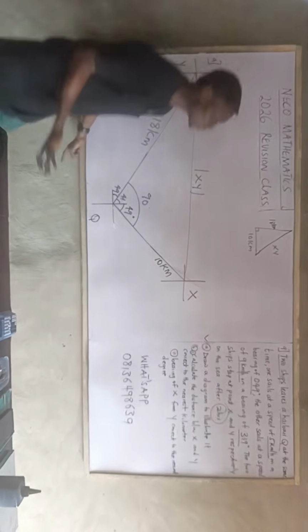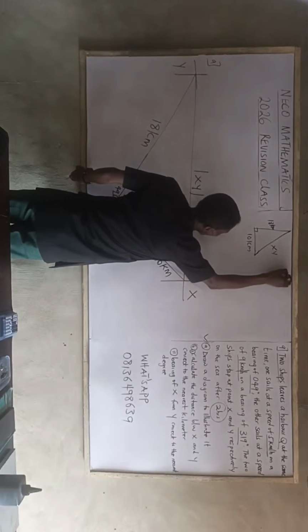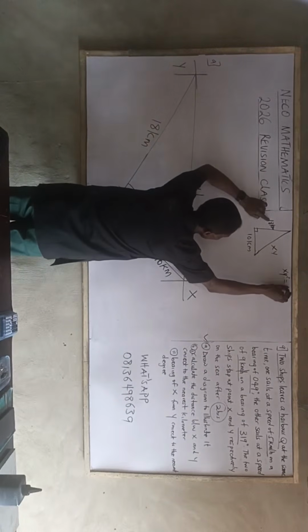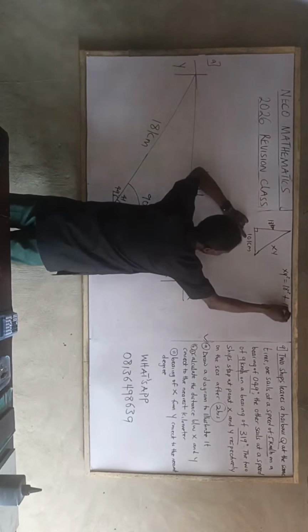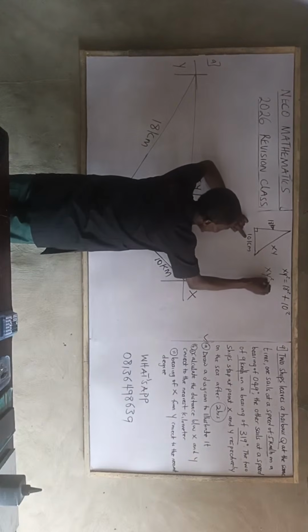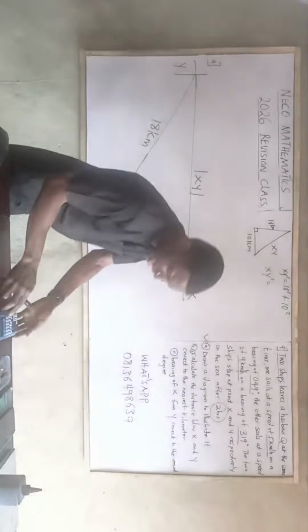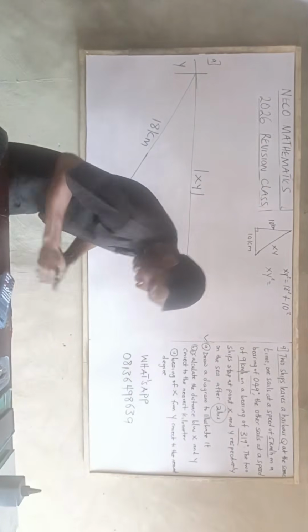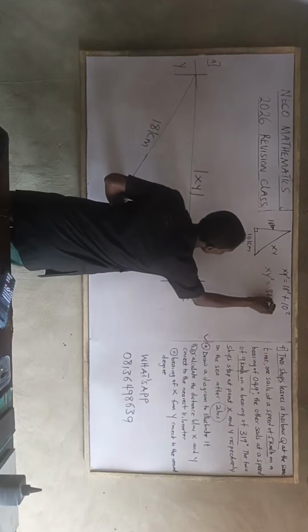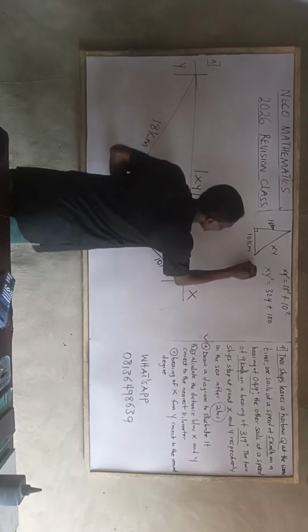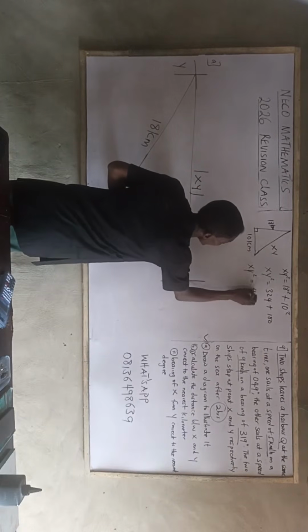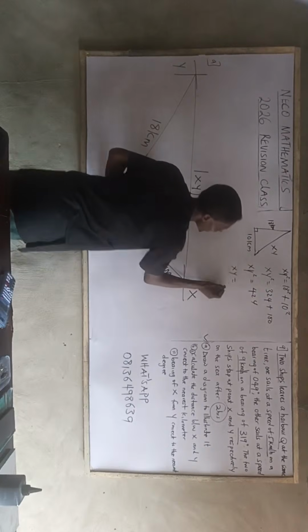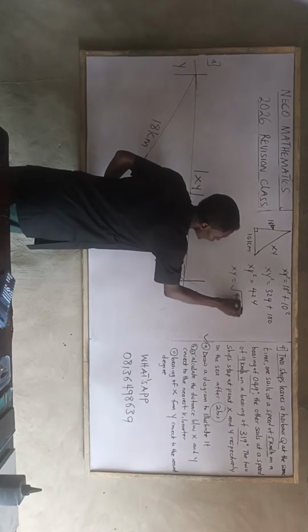Using Pythagoras theorem, I can say that xy squared equals 18 squared plus 10 squared. So that gives us xy squared. 18 squared, we've got that to be 18 times 18. That's 324. 324 plus 100. So we've got xy squared equal to 424. So xy equals square root of 424.